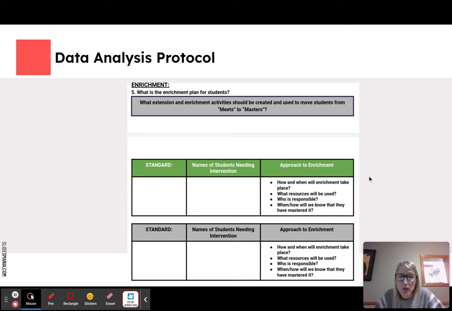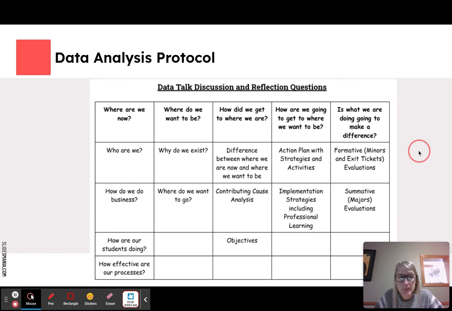And then you do the same thing for enrichment, name of kids that need enrichment. What are you going to do for an enrichment or an extension? Same type of questions in terms of what are you thinking about as you create this. And so that was all your data analysis and the breakdown of it all.